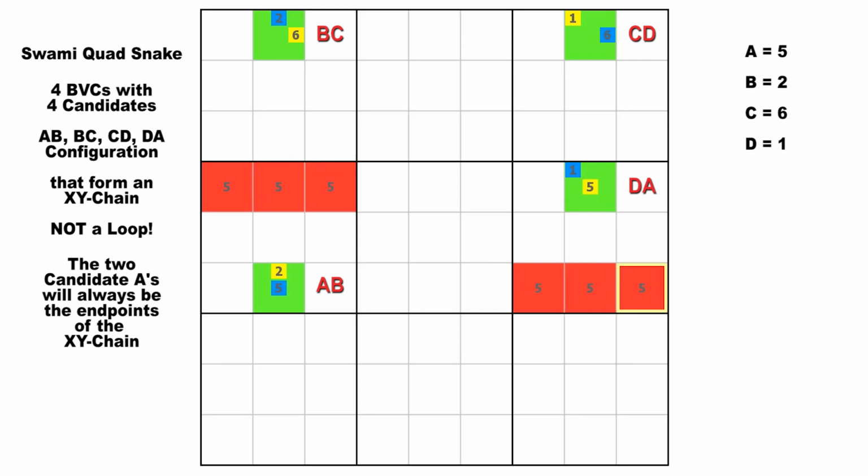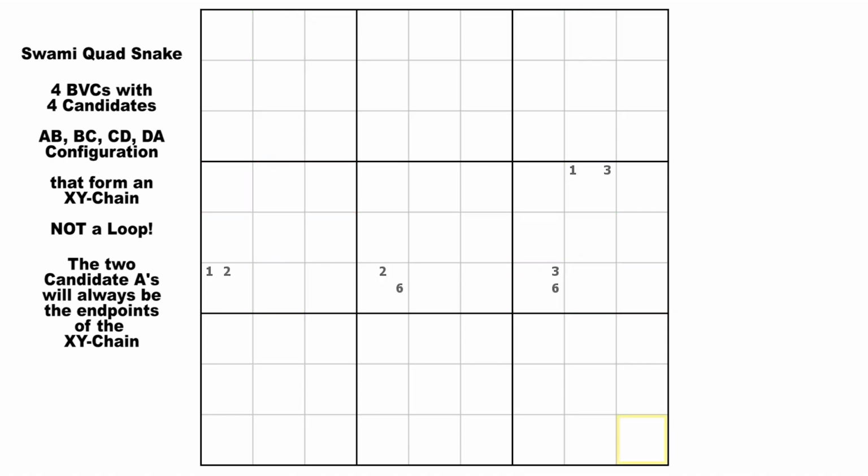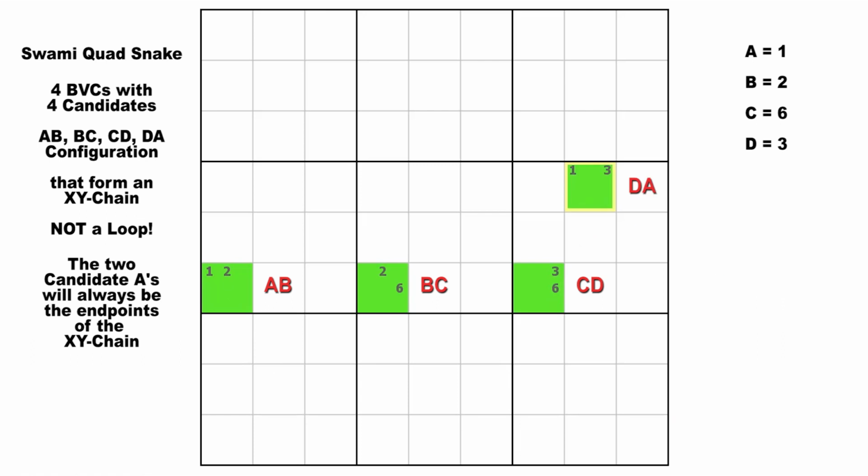Okay, let's go to the next one. All right, so here we've got AB, BC, CD, and DA. And this one actually looks like a snake, kind of like a cobra slithering along to the right with its head sticking up here in block 6. This is why I use the name snake for these things, because they snake all around the puzzle in many different ways with no particular shape.